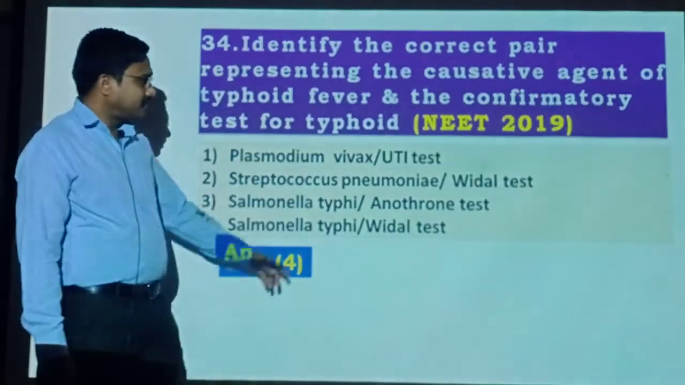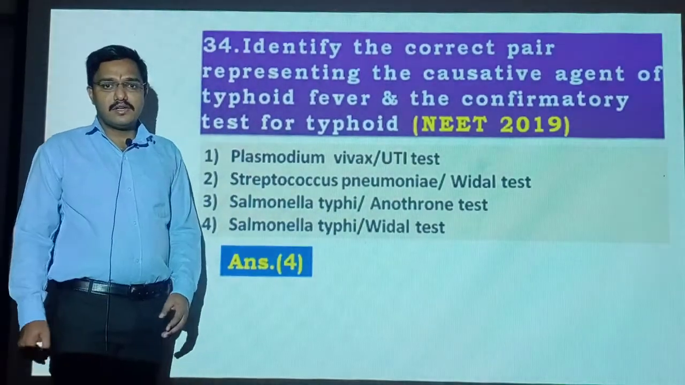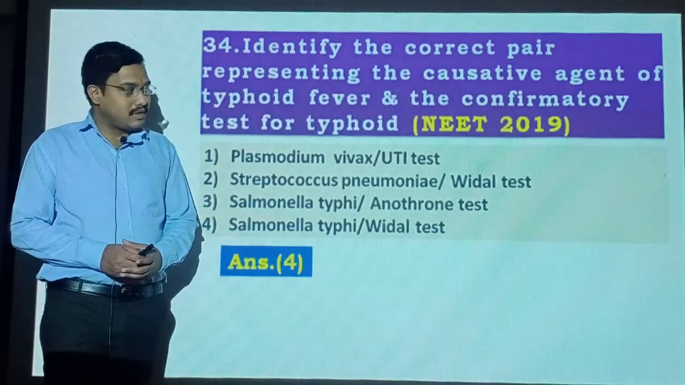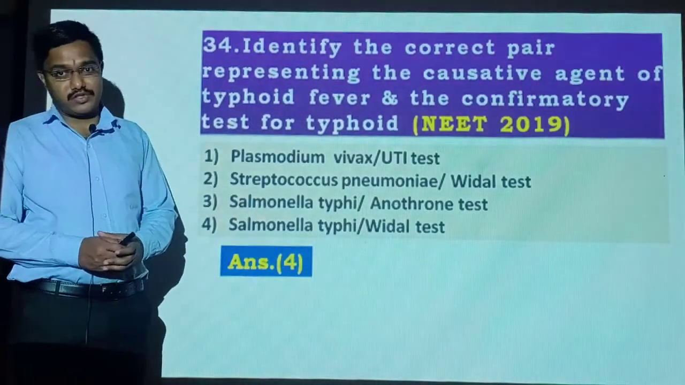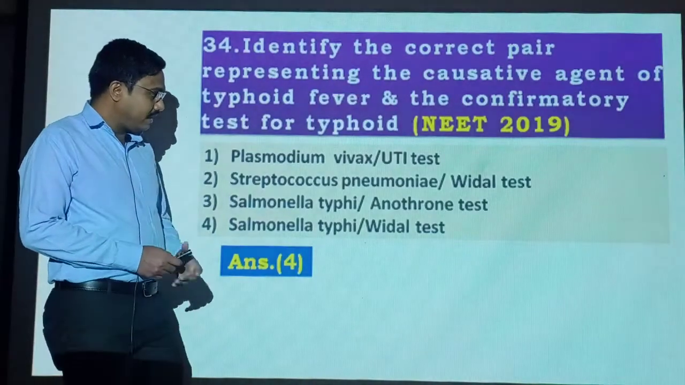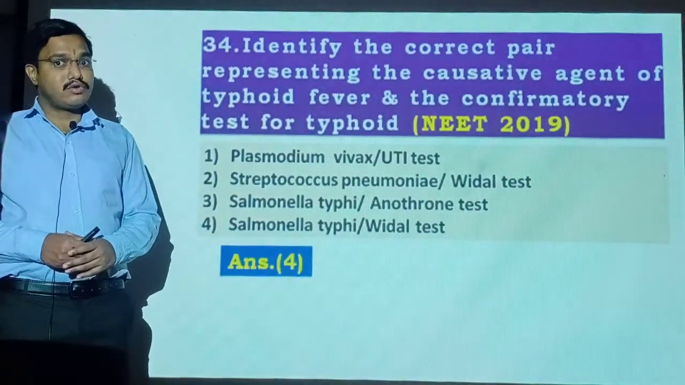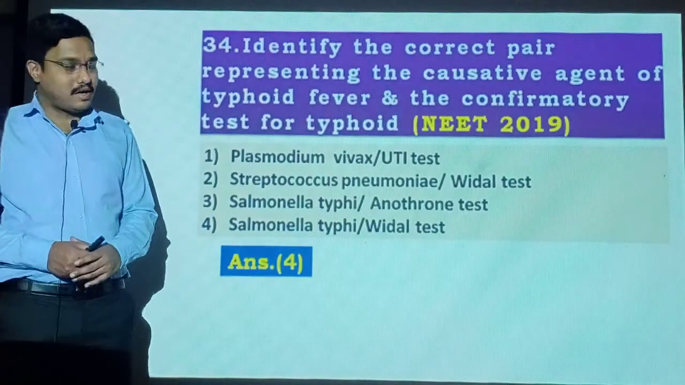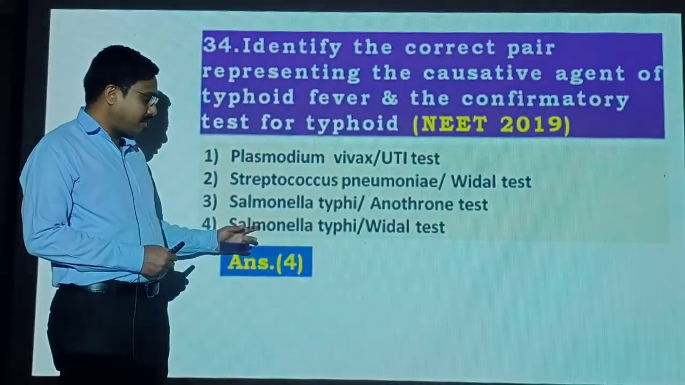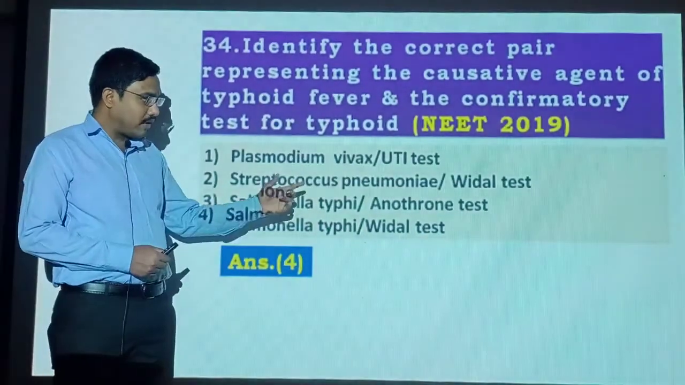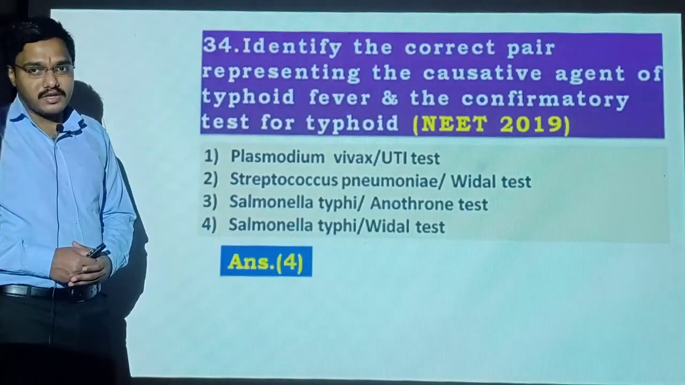Now you may ask here, what is UTI? UTI means it is urinary tract infection. UTI test means urine test. Similarly, another test has come here, that is anthrone test. Anthrone is the test used to detect carbohydrates. But here Salmonella typhi is the pathogen of typhoid. Widal test is the diagnostic test for typhoid. See, this question is asked in 2019.